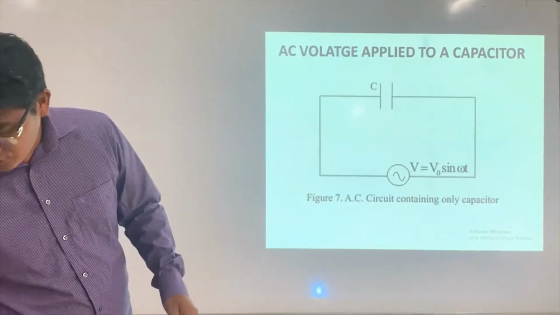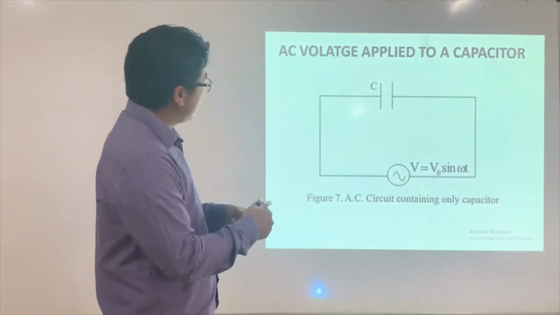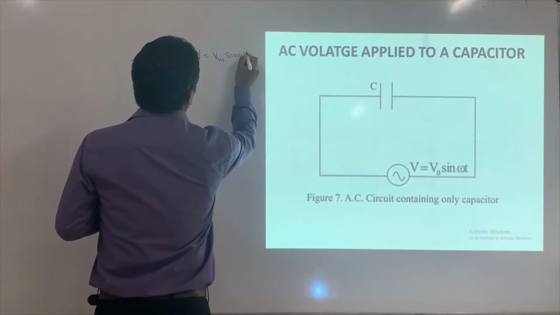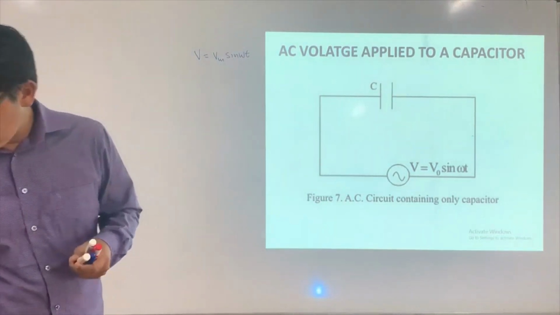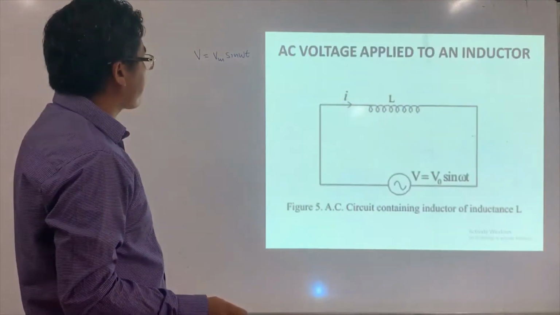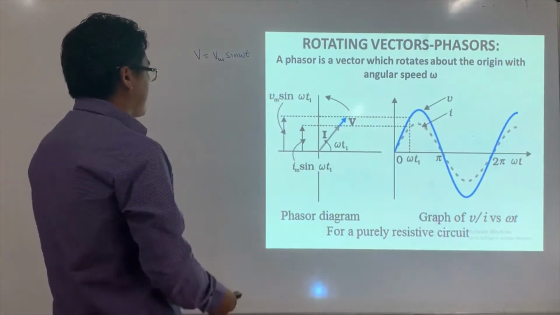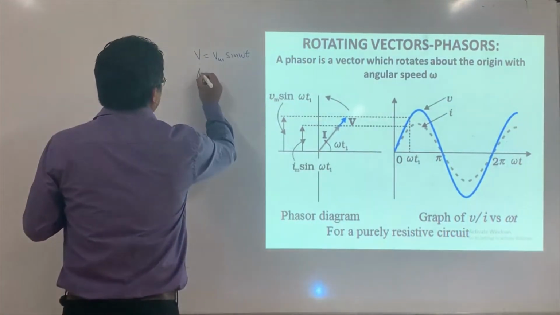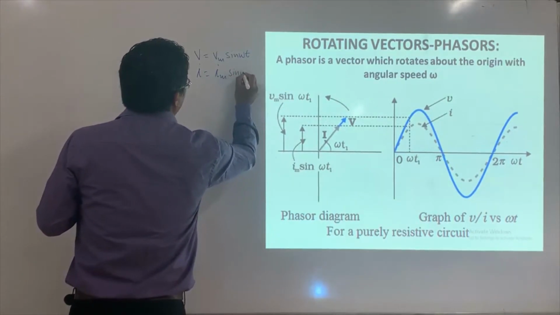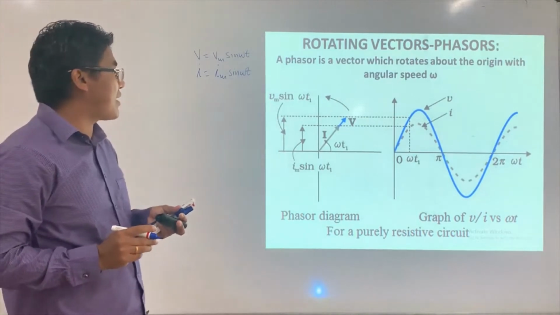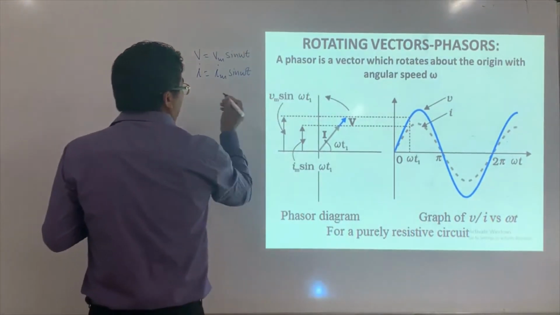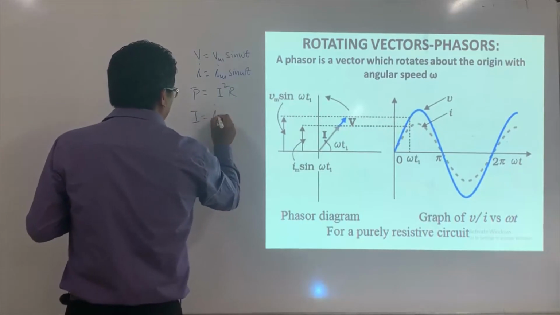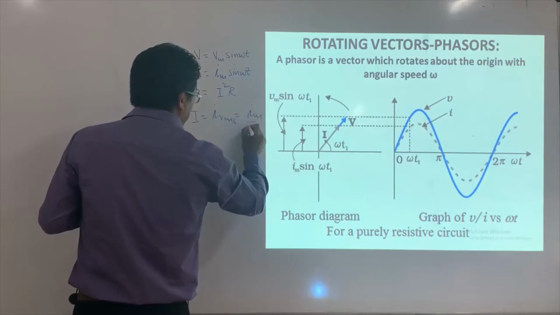So last class we talked about AC voltage applied across a resistor. This is the AC voltage we talked about, and this is applied across a resistor. We say that voltage and current are the same, I mean they are in phase. That means current is given by Im sine omega t. Voltage and the current are in phase, and then the average power is going to be I squared R, where I is equal to I RMS, which is equal to Im by root 2. This is what we talked about.